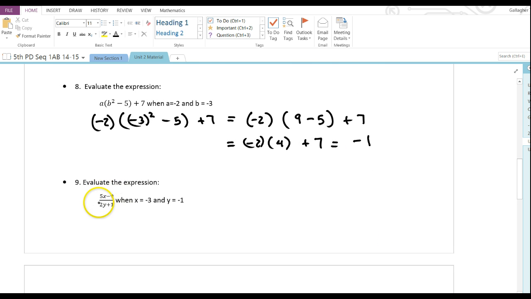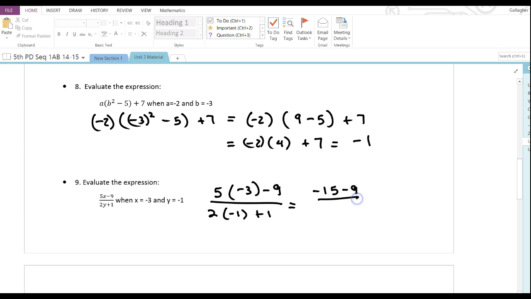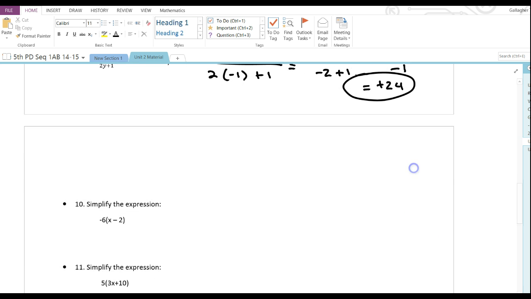Number 9 says evaluate this expression. X is negative 3 and y is negative 1. So I write 5 times negative 3 minus 9 divided by 2 times negative 1 plus 1. This is negative 15. Take away 9 divided by negative 2 plus 1. Negative 15 take away 9 is negative 24. And I divide this by negative 1, and I end up with positive 24 as an answer to problem number 9.